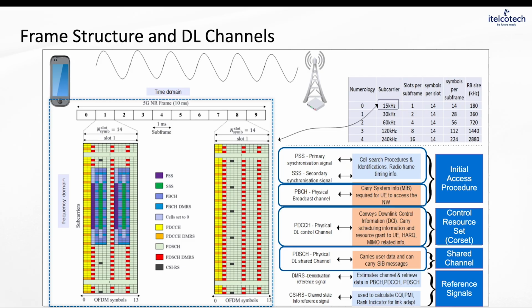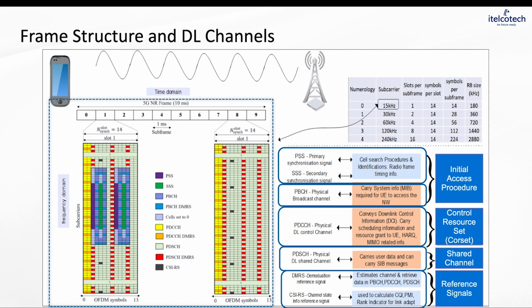There are two reference signals which are used here. One is the demodulation reference signal. Its purpose is to help the UE demodulate the PDSCH by estimating the radio channel. We also have the CSI-RS, which is the channel state information reference signal, and its purpose is to enable the UE to measure channel quality, especially during beamforming and massive MIMO. It supports beam management and link adaptation.